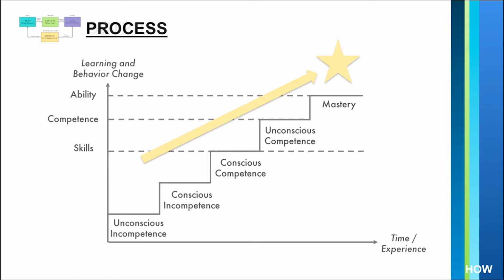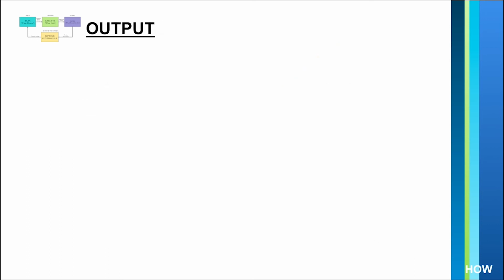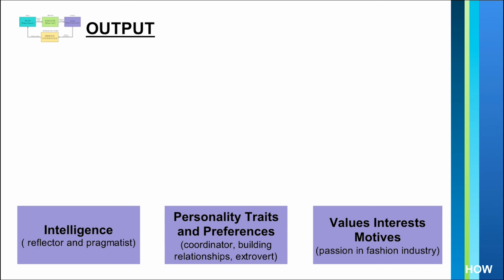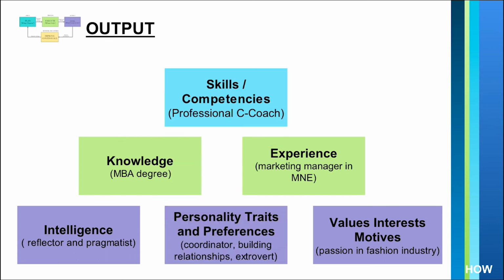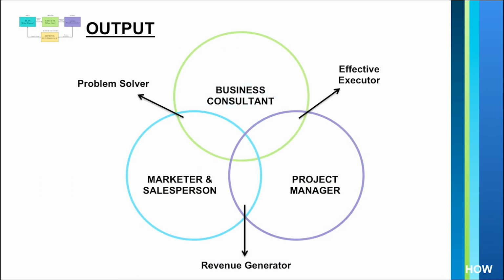As the output at the lowest level, which is now, I have achieved my intelligence, personality traits and preferences, and also values, interests, and motives. At the middle level, I will achieve my knowledge and experience in the upcoming years, which will lead to the next output, which is skill or competence to be a professional C coach. And as the end output, I will be a successful technopreneur who can cover this whole diagram. I will have the ability to be a problem solver, effective executor, and a revenue generator.